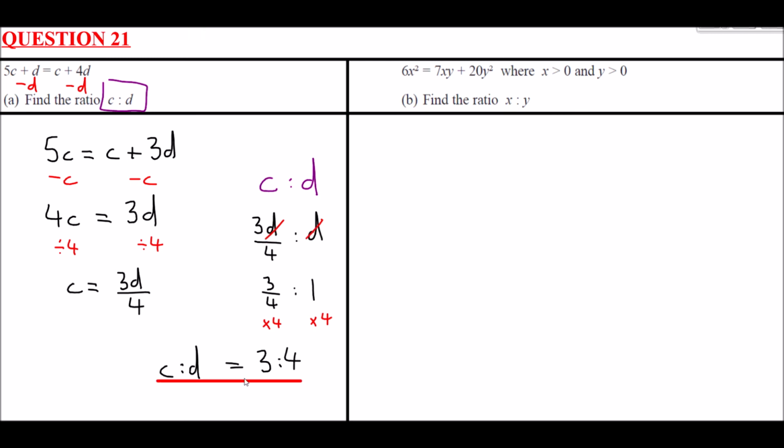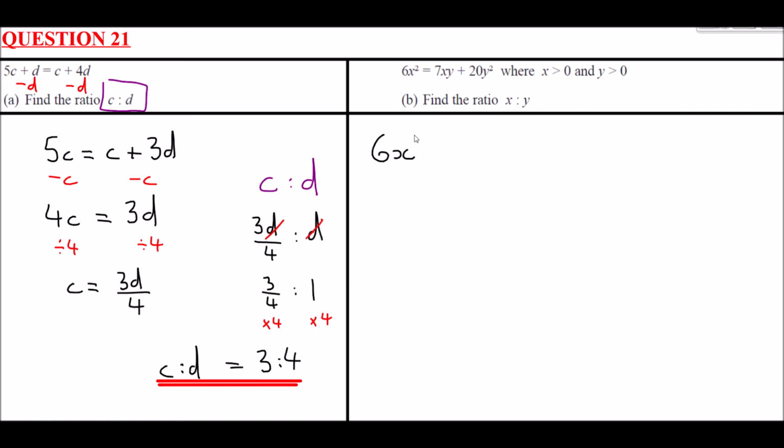Part B is where it gets very interesting. So we've got this here, which is a quadratic in disguise. x and y are both positive. We need to find the ratio of x to y. So the first thing we're going to do is to rearrange this one. Get everything onto the side of 6x squared.